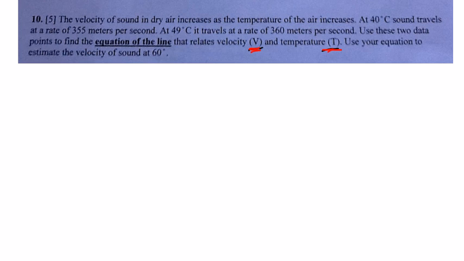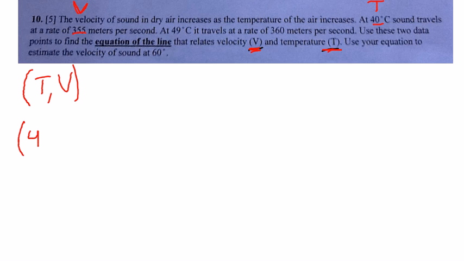Anyway, they give me 40 degrees and 355. So this is a t, and this is a v. So that's a point. And I'm going to make my coordinates t, comma, v. You could also make your coordinates v, comma, t. You're going to get a different equation, but you're going to get the same answer at the end. So what I'm going to do is write my coordinates here.